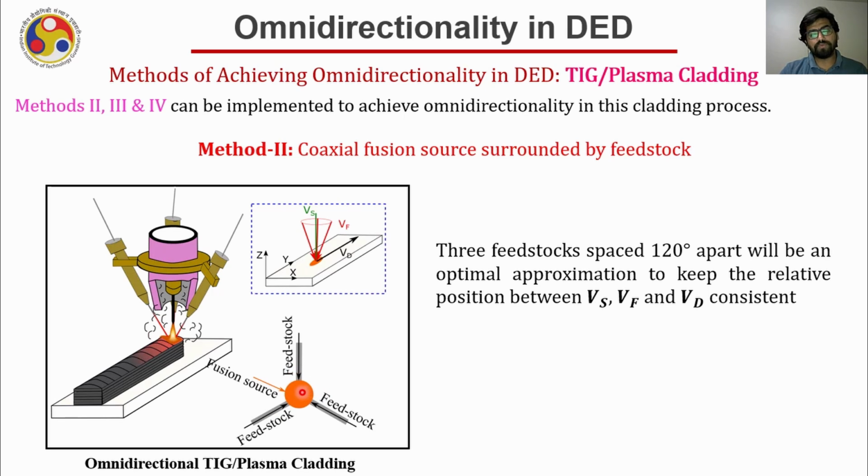Now obviously, if you move in any direction, approximately the scenario will remain consistent, meaning the angle between VF, VS and VD will be approximately the same, and hence the process will become omnidirectional. But please note that it is not an accurate method, it is an approximation for method 2. However, if you use powder as a raw material, then it is possible to feed the powder in a conical form. But in the case of TIG or plasma cladding based DED systems, we really cannot use powder as a raw material. Preferably, if you make such approximations, 3 wires are the minimum required and they should be 120 degrees apart. If you do so, then approximately the process will become omnidirectional.